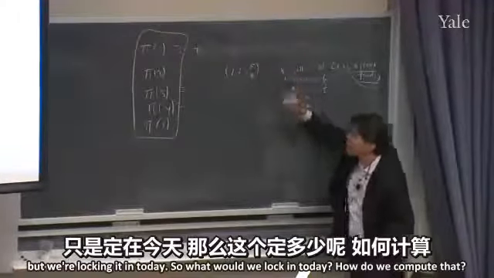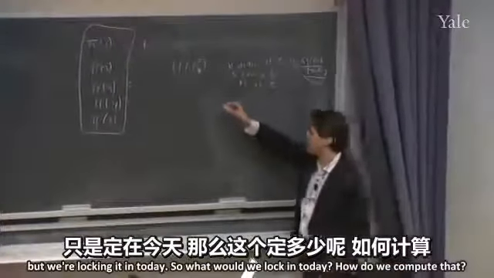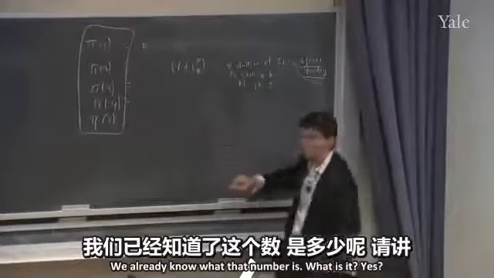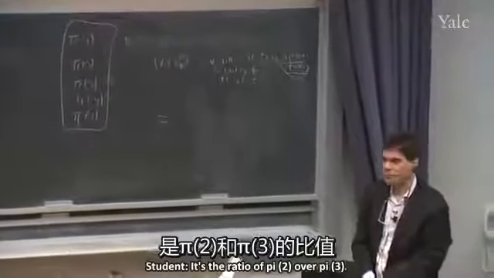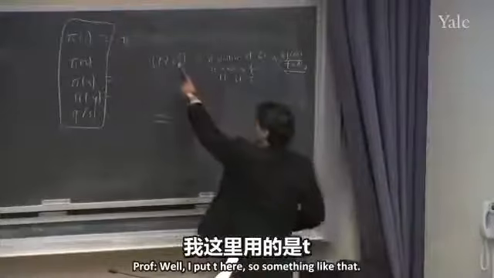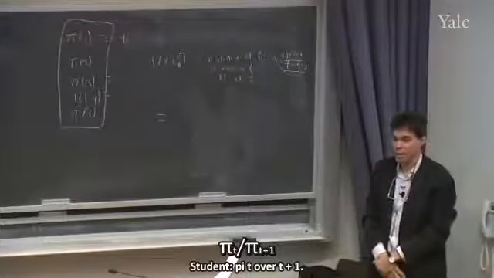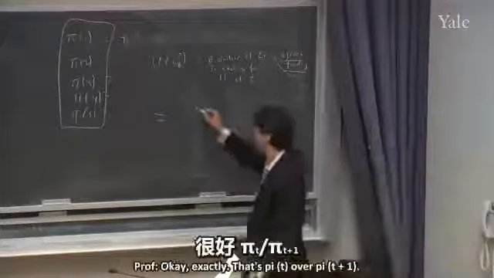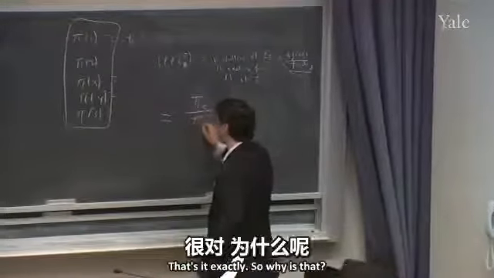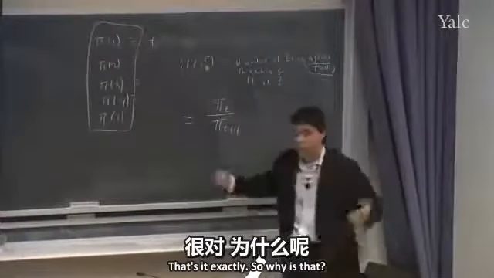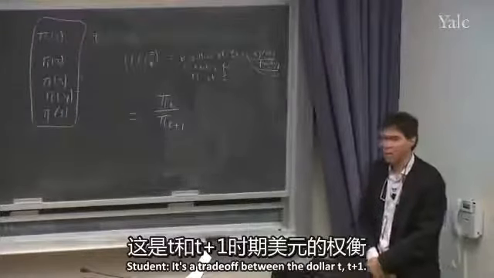So what would we lock in today? How do we compute that? We already know what that number is. What is it? Yes? You take the ratio of pi 2 over pi 3. Well, I put t here, so something like that. Pi t over pi t plus 1. Okay, exactly. That's pi t over pi t plus 1. So why is that? It's the trade-off between the dollar in the 2 periods.